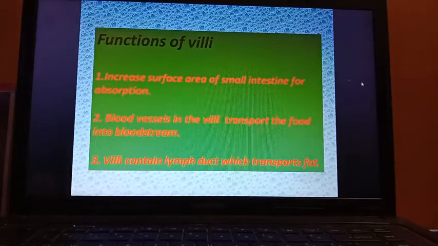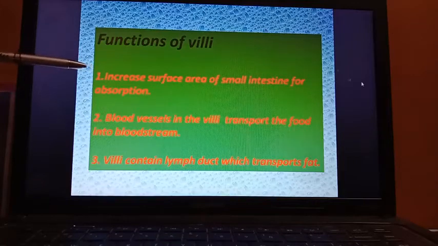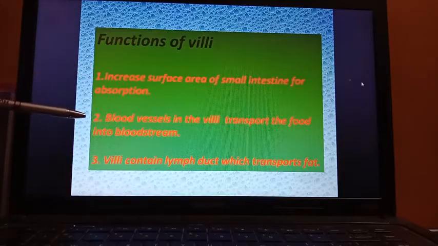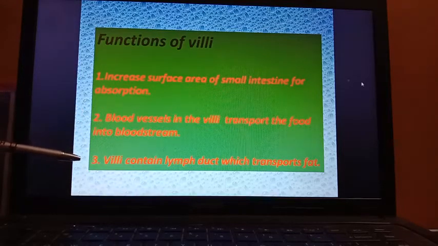Now next are the functions of villi. First function, increase surface area of the small intestine for absorption. Second function, blood vessels in the villi transport the food into the bloodstream. And third function, villi contain a lymph duct which transports fat, digested fat.